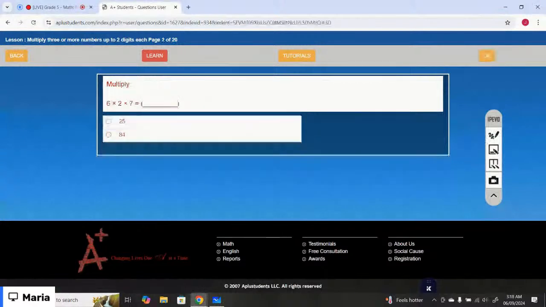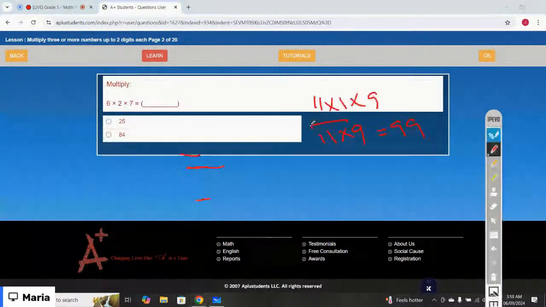Okay, the next one is 6 times 2 times 7. So let's just make the pair of numbers, that is 6 times 2, and then multiply it by the 7. 6 times 2 is 12 and 12 times 7 is 84. The correct option is 84. Option number 2 is the correct option.